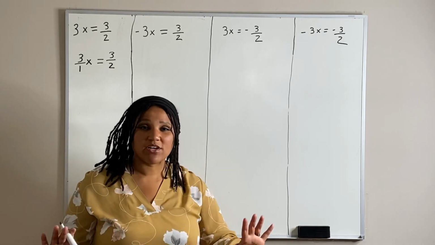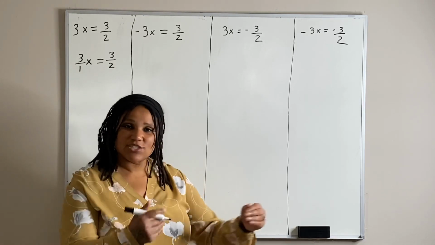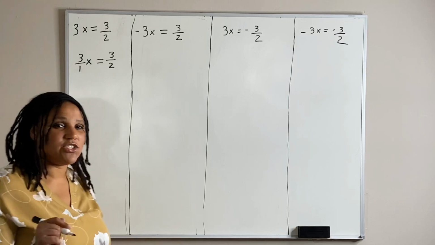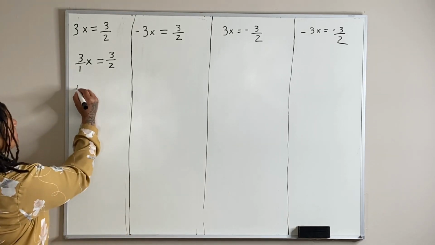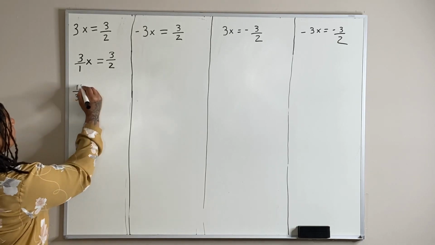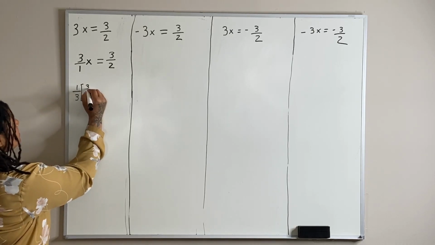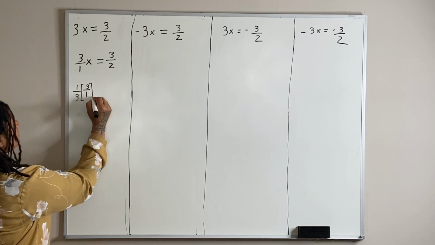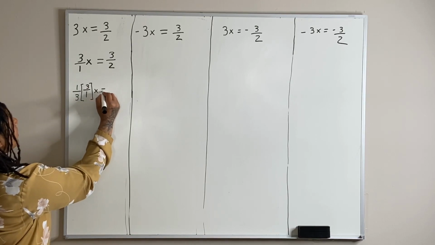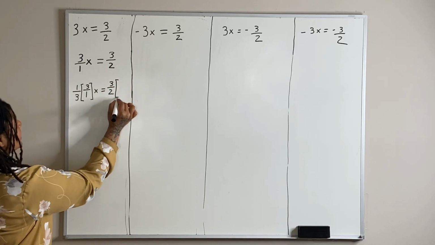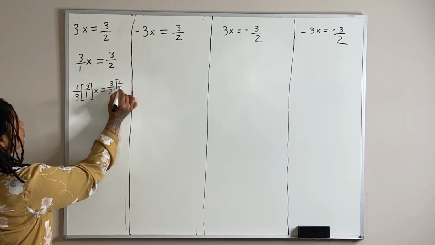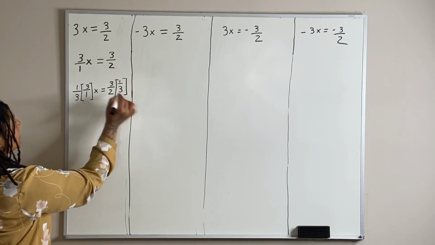So to avoid confusion, I like to write it out like this. So keep watching so you can see what I'm talking about. What I'm going to do is multiply both sides of the equation by 1/3. So I do it to the right side, and then now I'm coming over here and doing it to the left side.